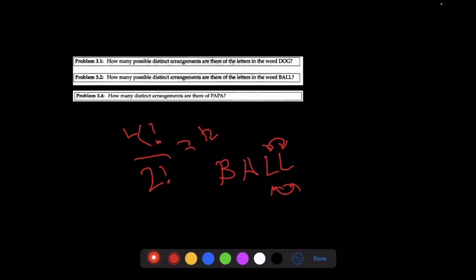How many distinct arrangements are there of the word papa? Well, there's 4 factorial, but the p's can be switched in 2 factorial ways, and the a's can be switched in 2 factorial ways. So you get 4 factorial over 4, or 6.